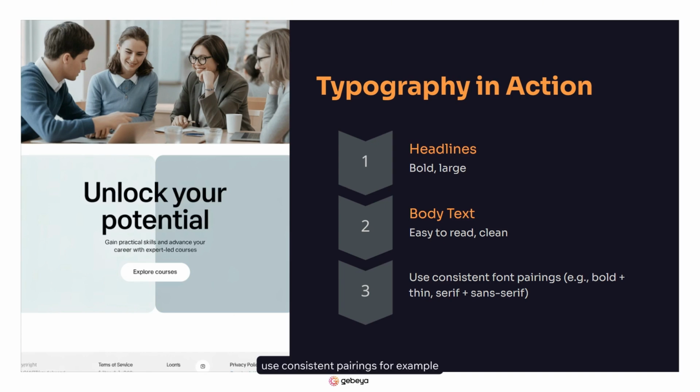Use consistent pairings. For example, combine a bold sans serif title with a light sans serif paragraph, or pair a serif title with a clean sans serif body. Typography tells people what's important before they even read a word.